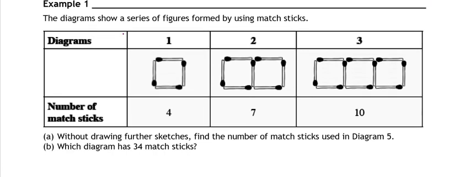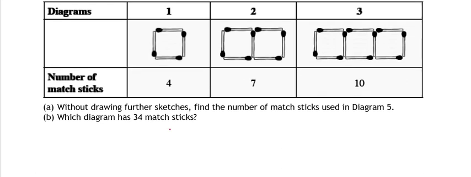The diagrams show a series of figures formed by using matchsticks. You can see here diagram number 1 is formed by using 4 matchsticks. Diagram number 2, you are using 7. And diagram number 3, you are using 10 matchsticks. So let's have a look at the questions. Without drawing further sketches, find the number of matchsticks used in diagram number 5.